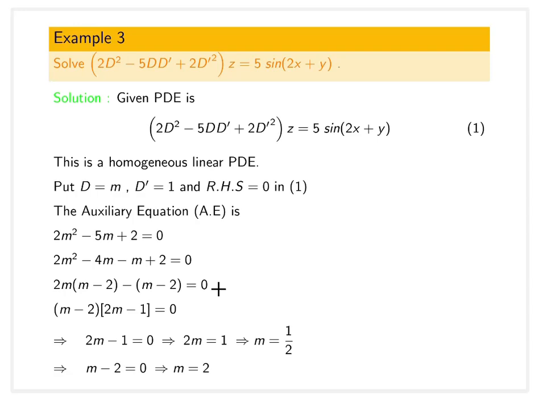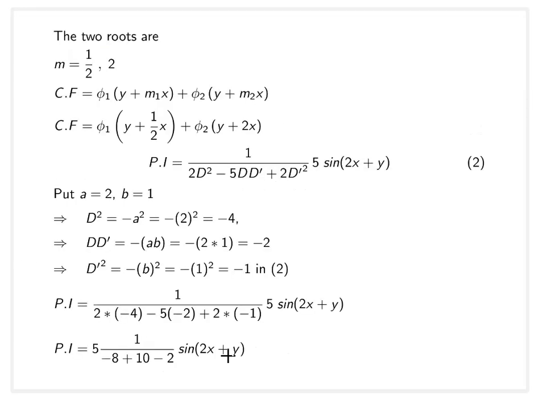So now the RHS is equal to 0. The auxiliary equation is 2m square minus 5m plus 2 equal to 0. Solving this, we can get the roots as 1 by 2 and 2. So now the complementary function is phi 1 of y plus 1 by 2 into x plus phi 2 of y plus 2x. So the particular integral is 1 by f of D comma D dash into 5 times sine of 2x plus y.